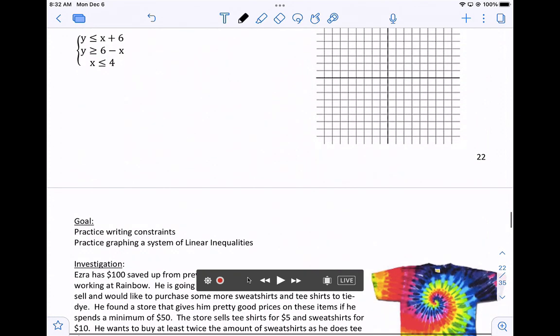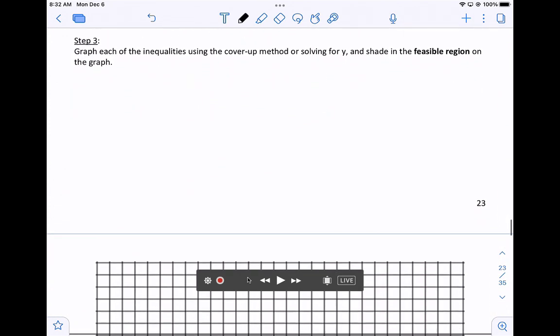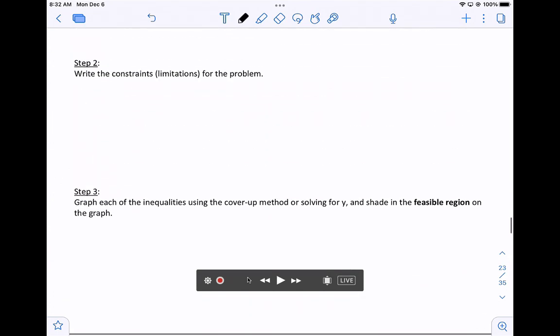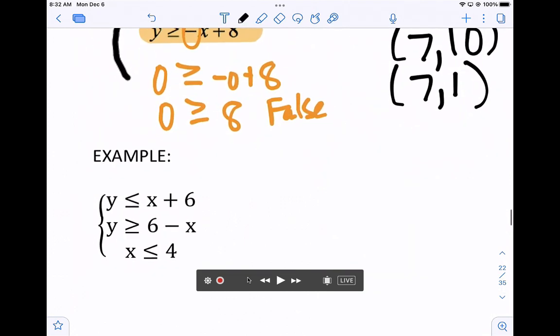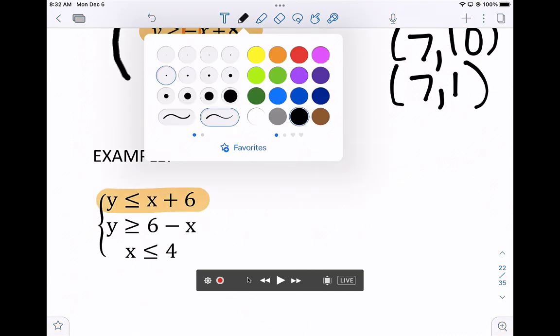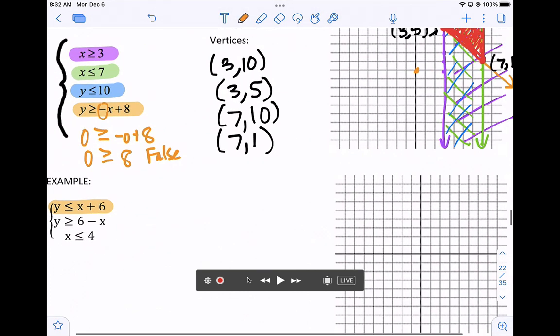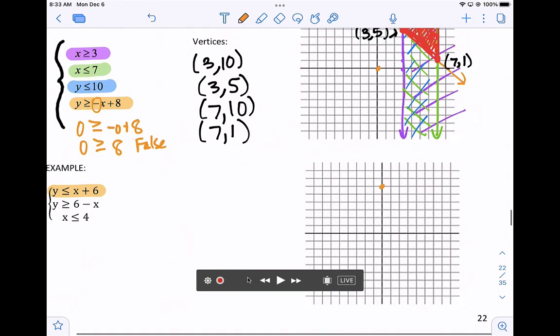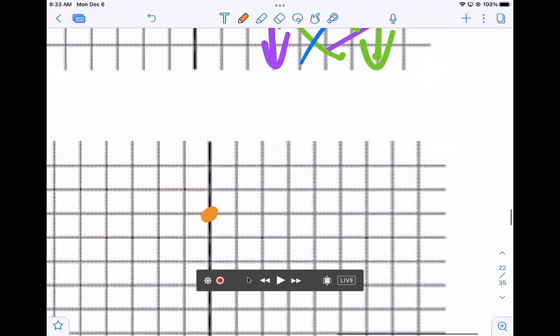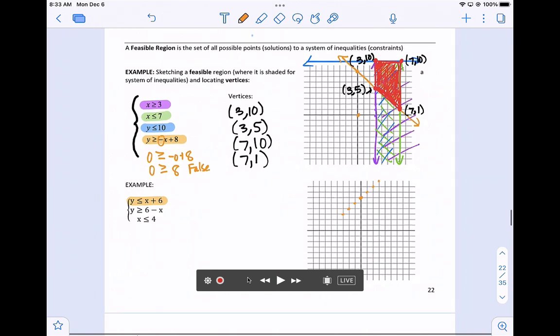All right, let's do one more example, and then we'll take a look at taking words and actually doing this, and then you'll have practice on this, and that will lead us into our investigation tomorrow. So here's our first example. Y is less than or equal to x plus 6. So we'll start at 6 and make a dot. And then the slope is 1, so we're going to go up 1 over 1. If I go backwards, I'll go down 1 over 1. Okay, and then our line is solid.